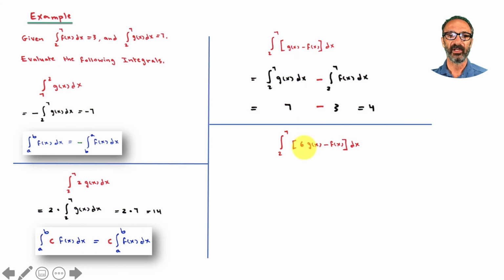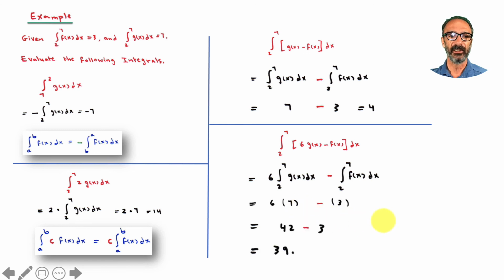Subtraction, and a 6 in my way. So it's kind of like a combination of these two together. Break it down and take the 6 out, and plug in the numbers, and 39 is the answer.